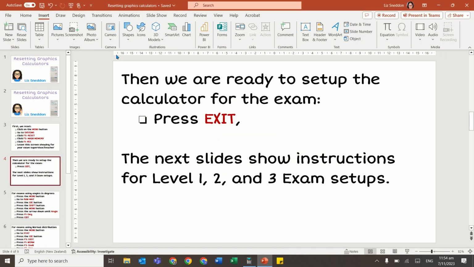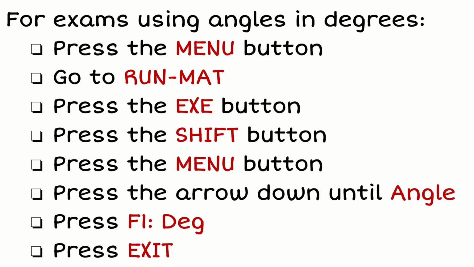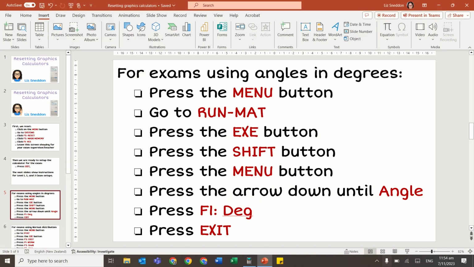So let me show you then this. Okay, so we've exited out of it, so I've got some different instructions on the next pages depending on if you're doing a level 1, 2 or 3 exam and what topics you're covering and what might need to be set up. So we'll start by looking at if you are doing, for example, geometric reasoning or anything that uses angles and degrees. What we need to do is go and change it. It defaults, when we reset, back to radian mode. So we need to put it into degree mode.